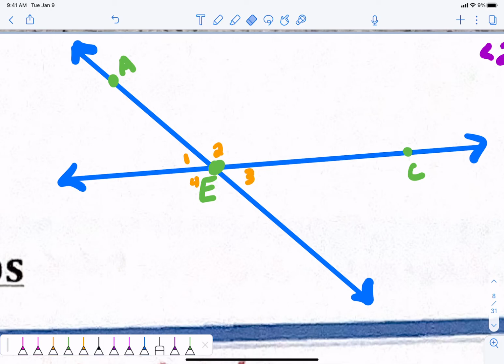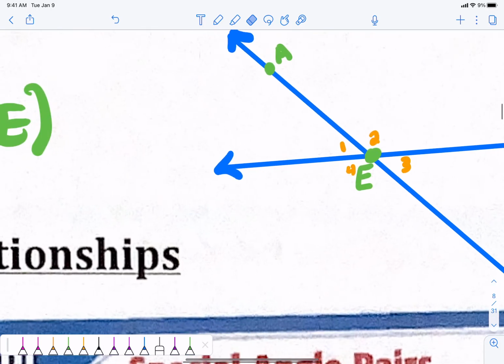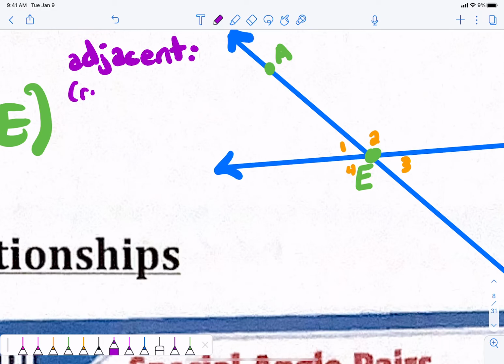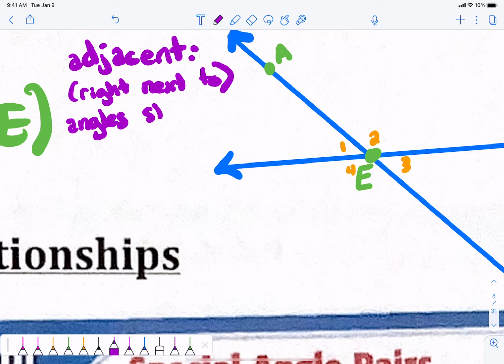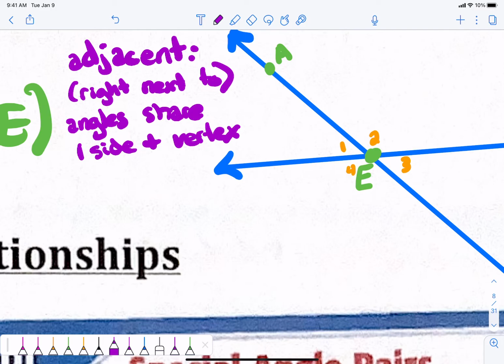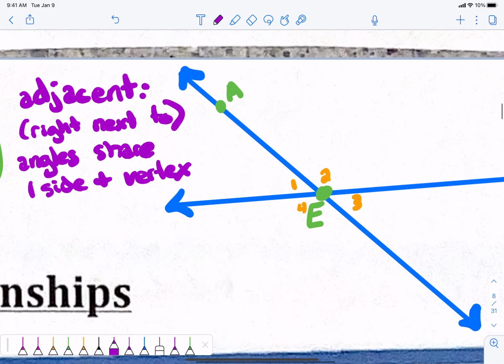All right, there's a lot of vocabulary in this section, and the sooner you learn these terms, the easier it will be for you. The first word that we have is adjacent. We're talking about angles that are adjacent, and adjacent means right next to. In other words, they're angles that are going to share one side and a vertex. They're going to share a side and a center point. That's what adjacent looks like.